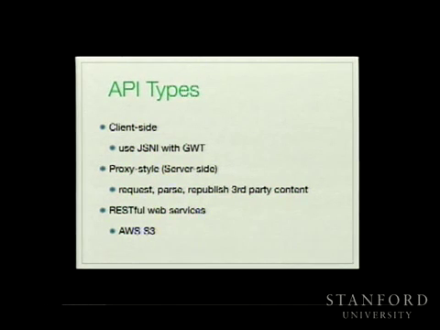The proxy-style APIs are a lot easier to handle, and you'll find Java libraries for a lot of them. This is where you're going to request and republish content from third-party sites by doing a call to their services. And the form that most of the best APIs take is as a web service. The example that's perhaps the largest in terms of number of objects would be the AWS S3 service.